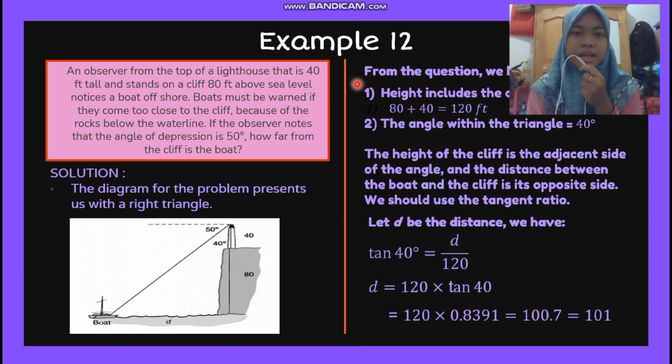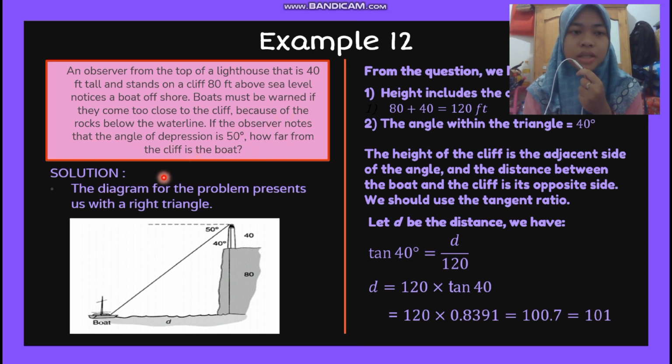And last, I will explain example 12 and the question. An observer from the top of a lighthouse that is 30 feet tall and stands on a cliff 80 feet above sea level notices a boat offshore. Boats must be warned if they come too close to the cliff because of the rocks below the waterline. If the observer notes that the angle of depression is 50 degrees, how far from the cliff is the boat?